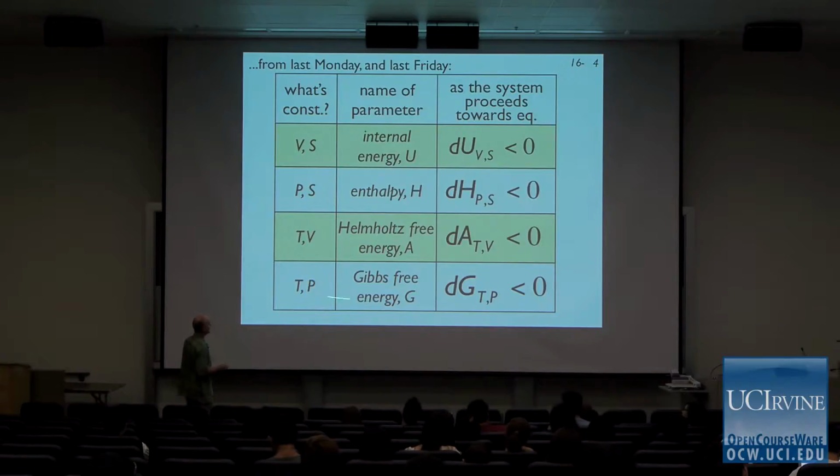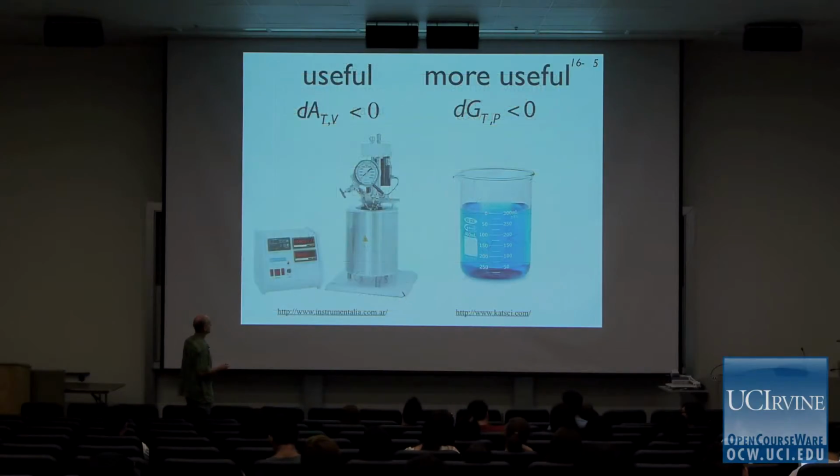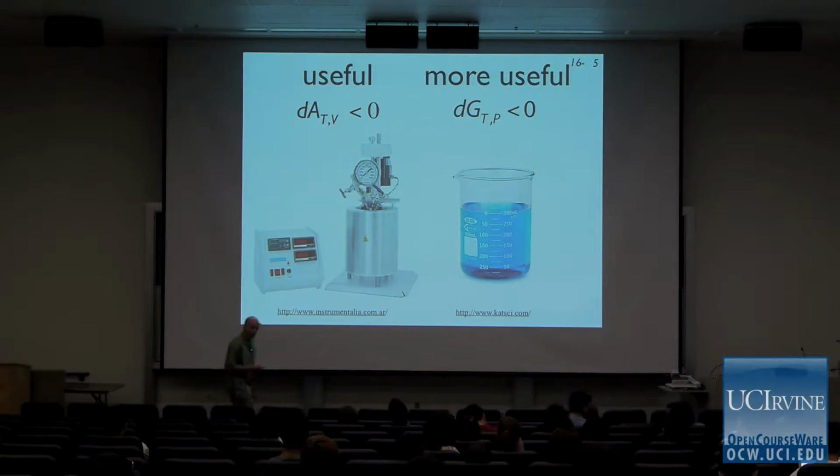These 2 guys are more useful to us because we can carry out an experiment under conditions of constant temperature and volume. We can constrain the volume using one of these fancy Parr bombs. Okay, and we can do an experiment in here, and that's not a difficult thing to do. So as chemists, the Helmholtz energy tends to be a useful thermodynamic marker for us.